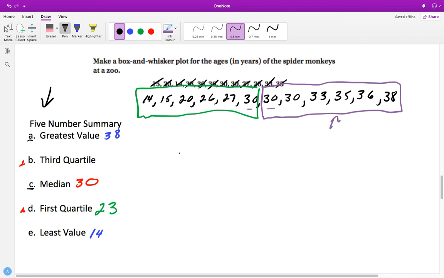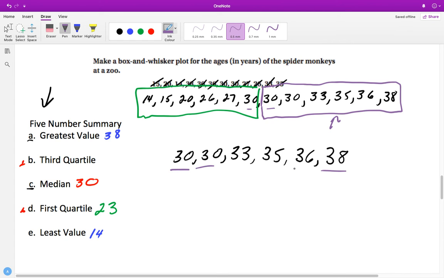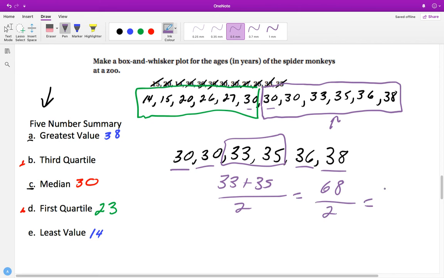So then it'll be the median of 30, 30, 33, 35, 36, and 38. Once again, I know that this is going to be even because the other one was even as well, but let's just count: 1, 2, 3, 4, 5, 6. Even means I'm going to be taking the average. So I'm going to start crossing out my numbers so I get to the two middle numbers. So then 33 plus 35 divided by 2, which is 68 divided by 2, which is 34. So that means my third quartile is 34.